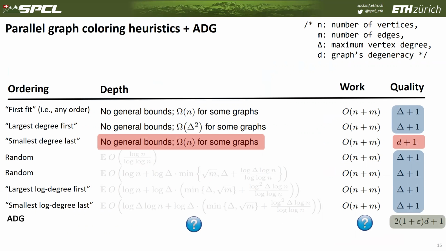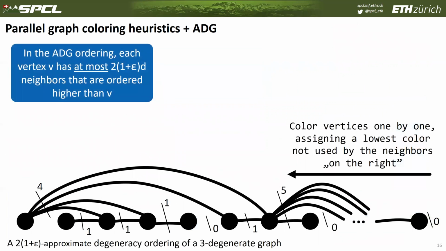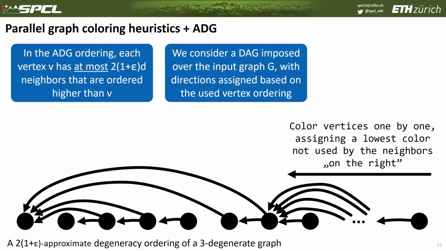Now let's continue with getting the bounds for depth and for work. We did this analysis for ADG, but again, we are interested in really the bounds for the coloring itself. To do this, to get these bounds for the coloring heuristic based on ADG, we consider a directed acyclic graph, a DAG, which we impose over the input graph G. So we are just taking our input graph and we assign directions to each of these edges in such a way that the edge goes from vertex 1 to vertex 2, if and only if vertex 1 is higher in the order than vertex 2.